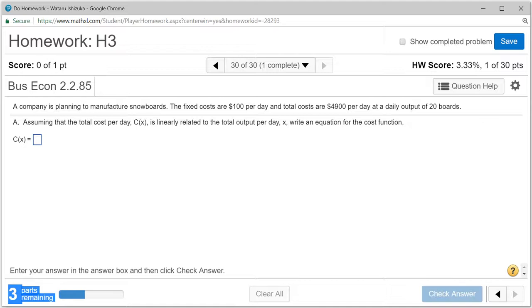All right, let's look at homework 3, problem number 30. It says that a company is planning to manufacture snowboards. The fixed costs are $100 per day, and the total costs are $4,900 per day at the daily output of 20 boards. Assuming that the total cost per day, C of x, is linearly related to the total output per day, x, write an equation of the cost function.